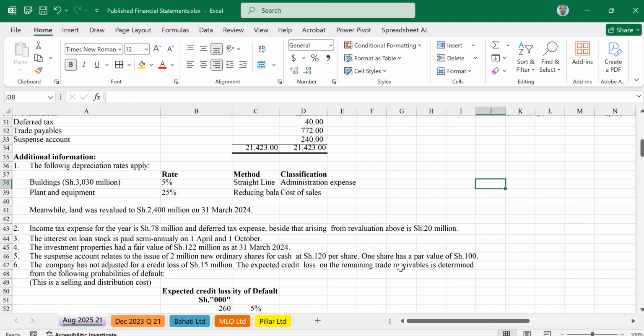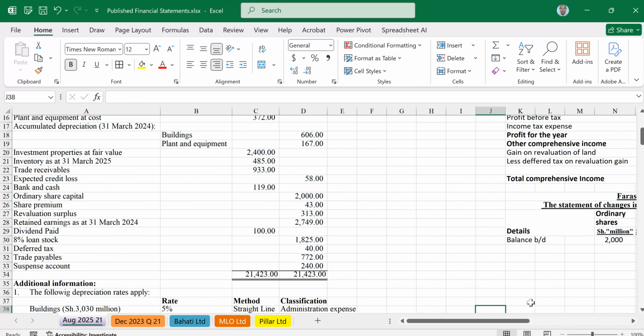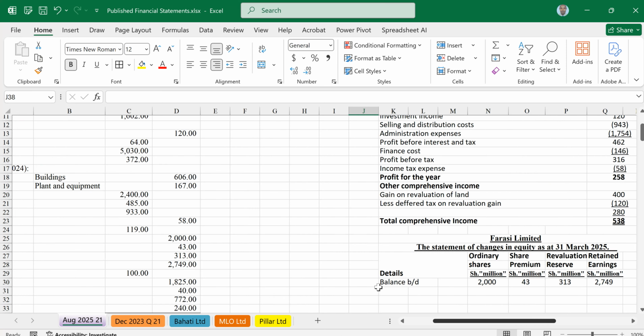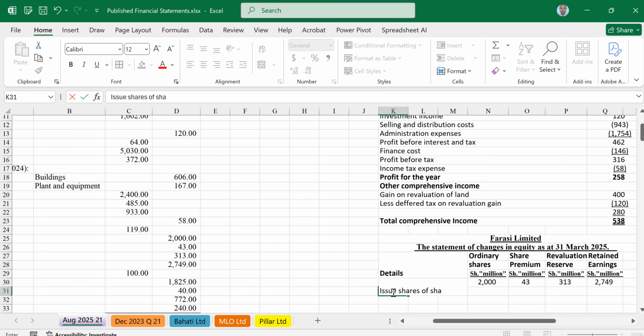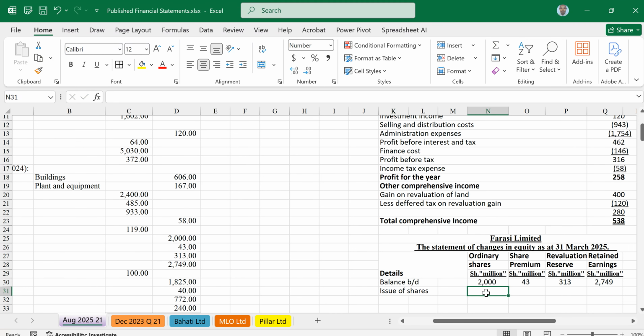Now, out of 120, 100 goes to ordinary shares, but 120 minus 100 is 20, which goes to share premium. That is 2 million. We'll be taking the issue of shares that had been credited to the share premium. So the issue of shares was taken to the share premium, removing the share premium, removing the suspense and taking it to the ordinary shares and share premium.